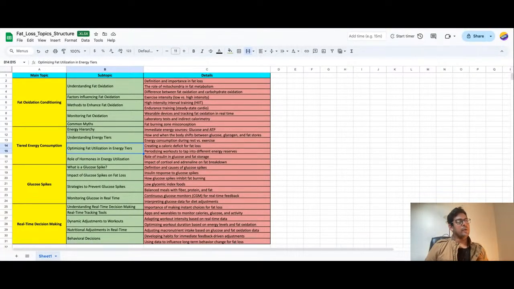Welcome to this comprehensive breakdown of fat loss. Today, we will be diving into four key areas: first is fat oxidation conditioning, second is tiered energy consumption, third is glucose spikes, and fourth is real time decision making. The system is designed to give you a data driven approach to understanding fat loss and how to optimize it.